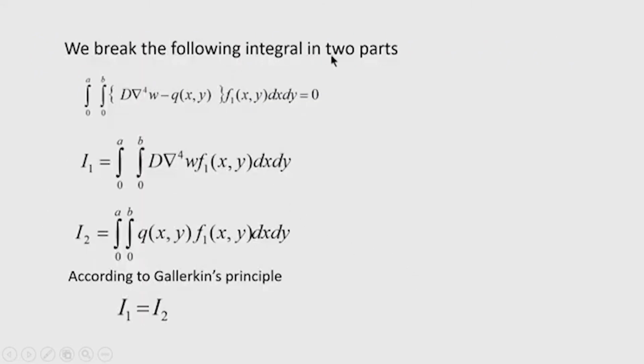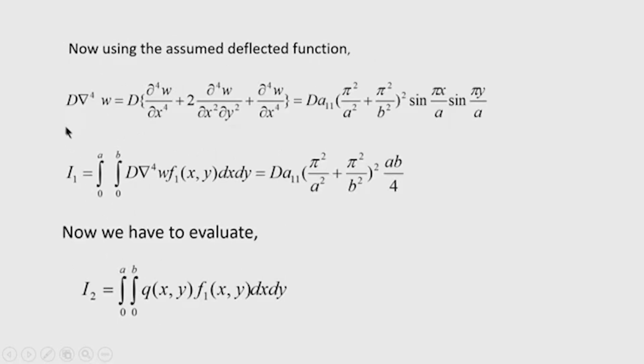So, we break the following integral into two parts. The first part is I 1, the double integration of D del 4 w f 1 x y dx dy. The second integral is 0 to a, 0 to b, q x y f 1 x y dx dy. Because only one function is chosen, I write the function as f 1. According to the Galerkin principle, now I equate I 1 to I 2, and then the first integral becomes this.